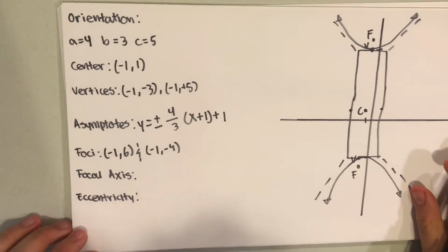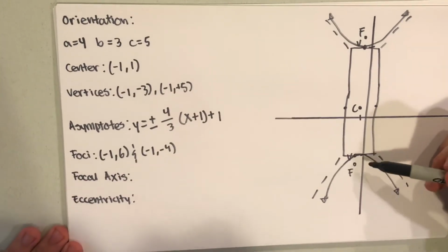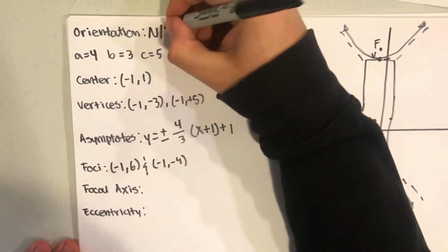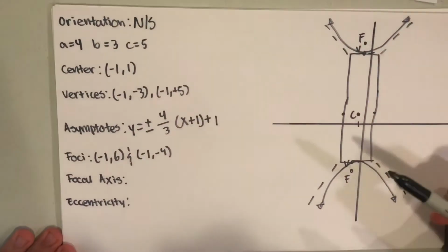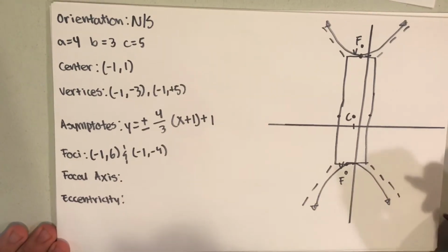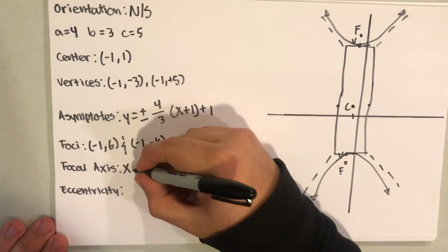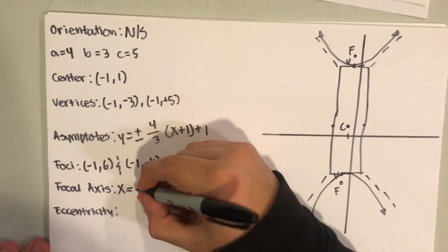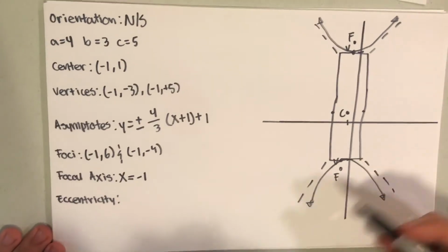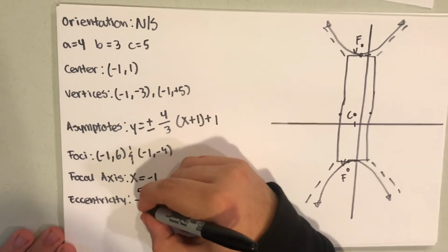You could also find the focal axis. We know that the orientation will be north to south based on the direction of the hyperbola. Since the orientation is north to south, we know that the focal axis will be x equals h. In our equation, h equals -1. The eccentricity of the hyperbola is c over a. c equals 5 and a equals 4.